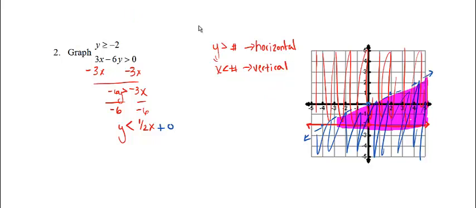Again, I can pick an ordered pair within here. Let's pick, for instance, 4, 0. So if I'm going to check the point 4, 0, it falls in here. Therefore, is 0 greater than or equal to -2? Is my y value greater than or equal to -2? It is. And is 4 times 3 minus 6 times 0 greater than, just greater than 0? Well, 4 times 3 is 12 minus 0. 12 is greater than 0. And so 4, 0 checks, and so would any other point in this final region.